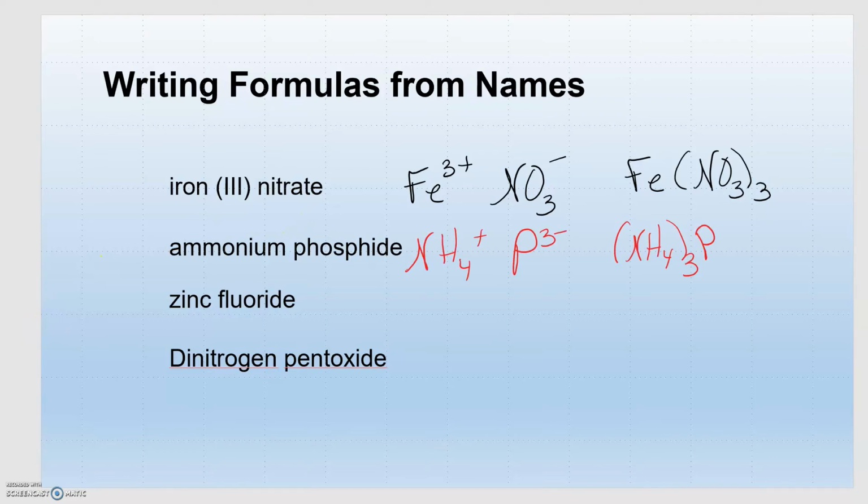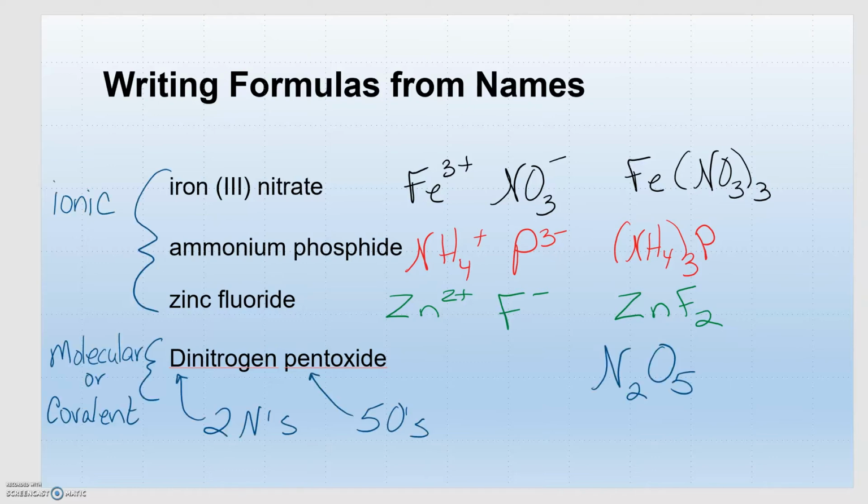Couple more examples for you to see. Got another polyatomic there with the ammonium phosphide. Zinc fluoride, we need 2 fluorines. And wait, look at this one. This is a molecular compound. Threw that in there just to bring it back.